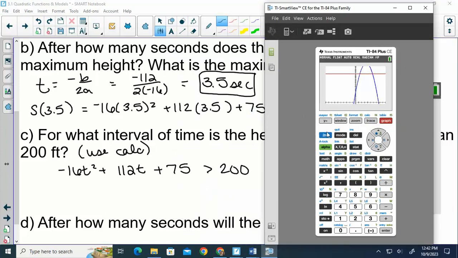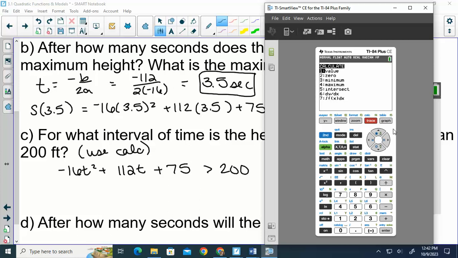If you go to second, and then the trace button, which is up here by the y equals, so second, trace. It gives you a menu of everything it can calculate. Which of those do you think I'm looking for? Maximum will give us the vertex. If I want to know where two things meet, we're actually looking for intersect, because I want to find where those were equal.